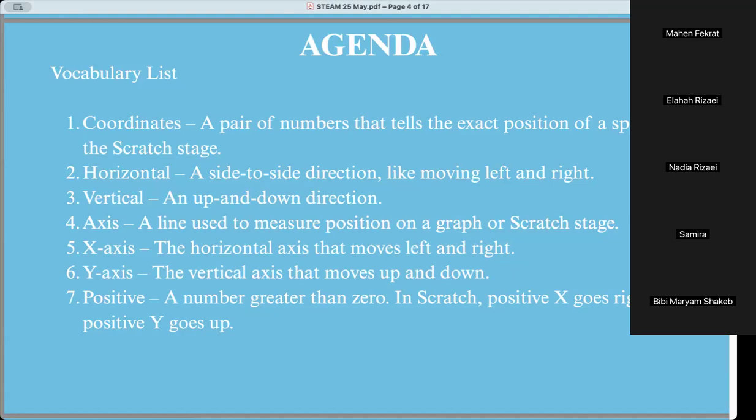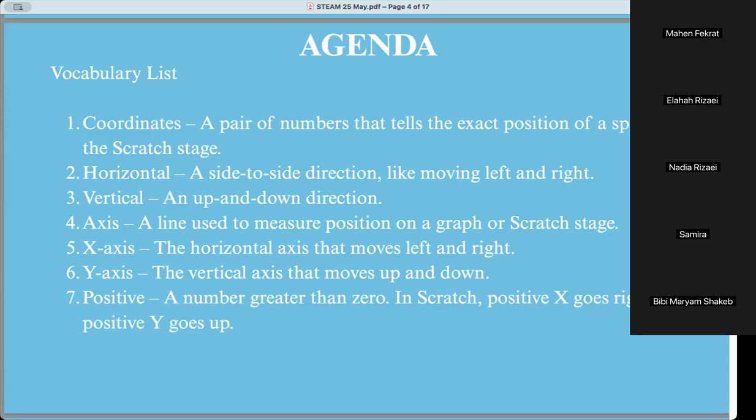Thank you, Samira. Nadia, would you mind reading the next one, number 3, please? Vertical: an up and down direction. Yes, so horizontal goes from left to right, but vertical goes up and down or down to up. That is the direction. Thank you.